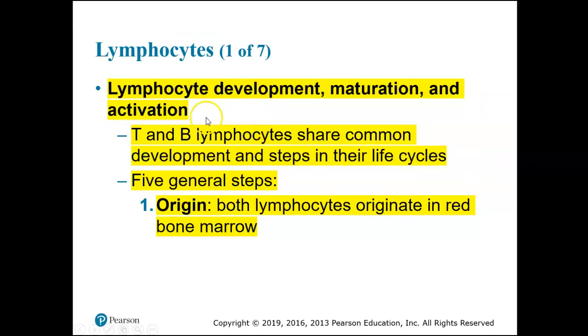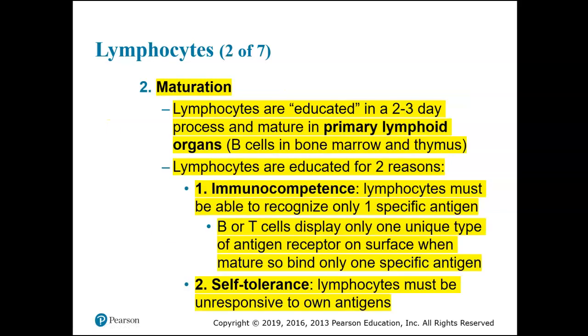Antigen-presenting cells don't respond to specific antigens, but they do present the antigen on their surface after they've engulfed the antigen. So, lymphocyte development, maturation, and activation. All right, so first of all, both B and T cells originate in the bone marrow, but B cells mature in the bone marrow, whereas T cells mature in the thymus. So in the maturation process, lymphocytes are, quote, educated. This takes 2 to 3 days, and it happens in the primary lymphoid organs.